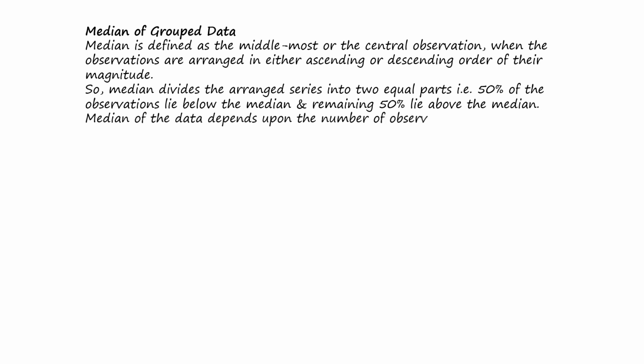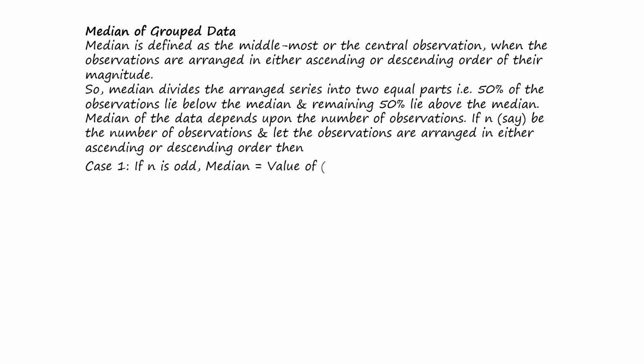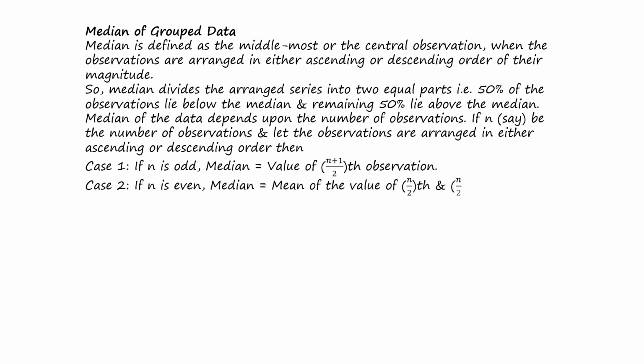The median of the data depends upon the number of observations. Say n is the number of observations, and let the observations be arranged in either ascending or descending order. Then case 1, if n is odd, median equals the value of the (n plus 1) whole divided by 2th observation. And in case 2, if n is even, median equals the mean of the value of the n by 2th observation and the n by 2 plus 1th observation. Let's see an example.